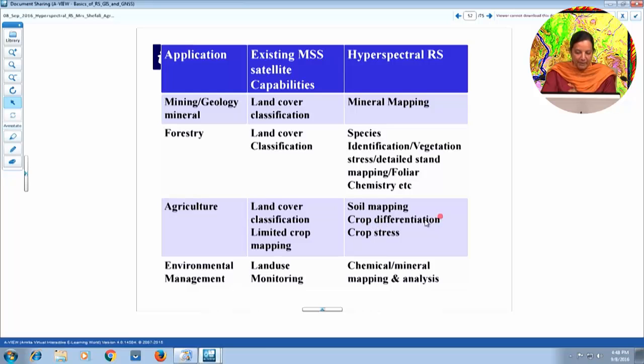hyperspectral, soil mapping, crop differentiation and crop stress studies. So these are some of the few which have been mentioned, but more detailed analysis can also be done. Soil salinity, soil in this case, then environmental management. With multispectral you can have land use monitoring, whereas with hyperspectral chemical mineral mapping and its analysis can be carried out. So this is the strength of hyperspectral datasets.